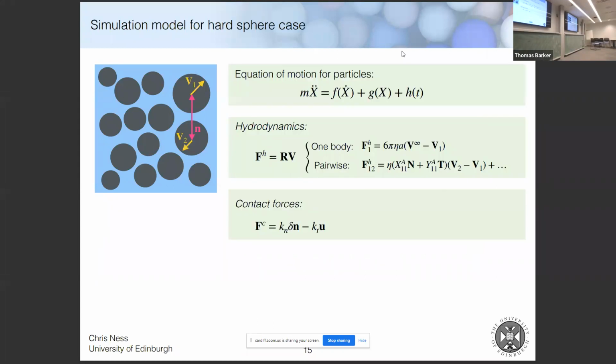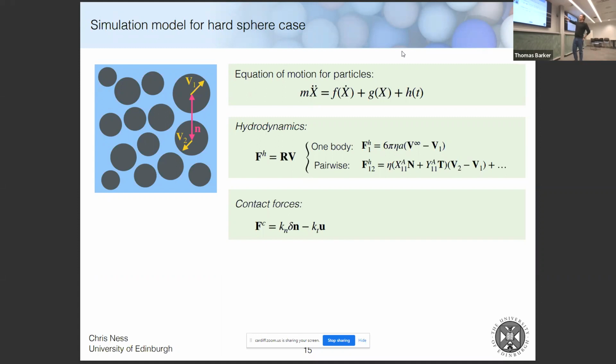So the simulation that I ran is the following. It's extremely simple. The particles, which are these gray circles, have an equation of motion, which basically says that their mass times their acceleration is some function of their velocity, some function of their position, and in general, the h of t might be some Brownian noise or something like that, but I've switched that off, so you can forget about the h of t.